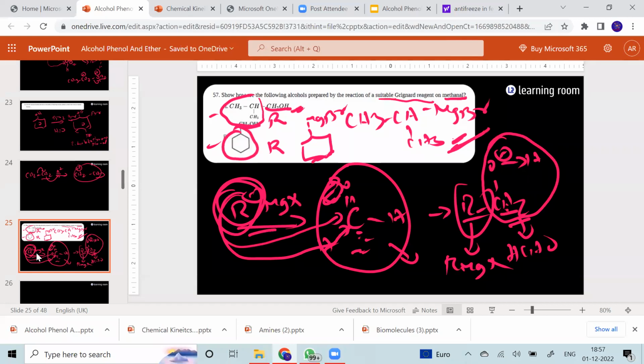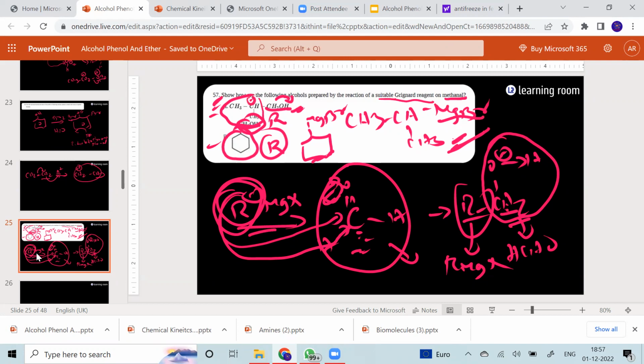So in this case, this would have come from HCHO. This CH2O should have come from HCHO. The remaining part, that is what I have marked here, this circle, would have come from R, and this cyclohexyl ring would have come from R. So what would have been the Grignard reagent? Just remove that part and put MgBr.